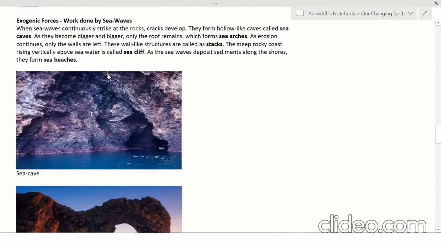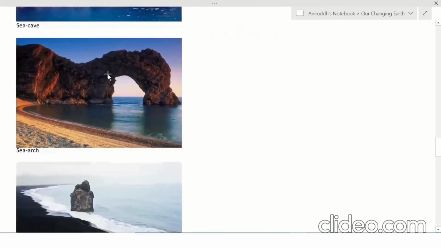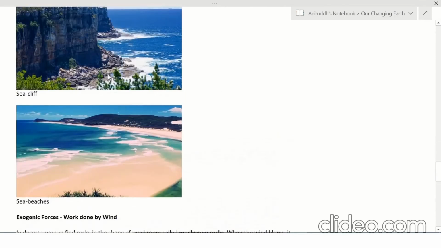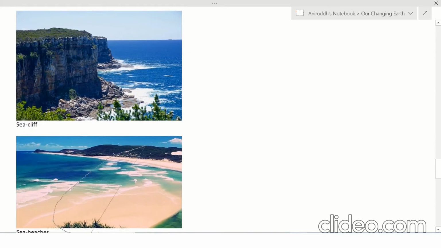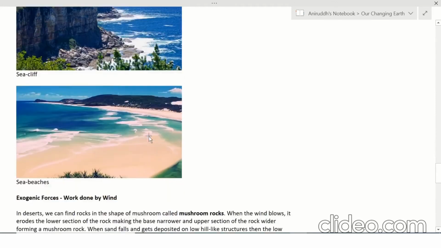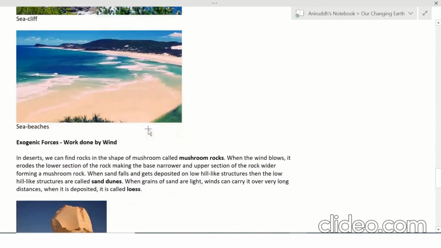As sea waves deposit sediments along the shores, they form sea beaches. You will be aware of sea beaches, of course. So this is a sea beach. This was the work done by sea waves. Now we'll discuss the work done by wind.